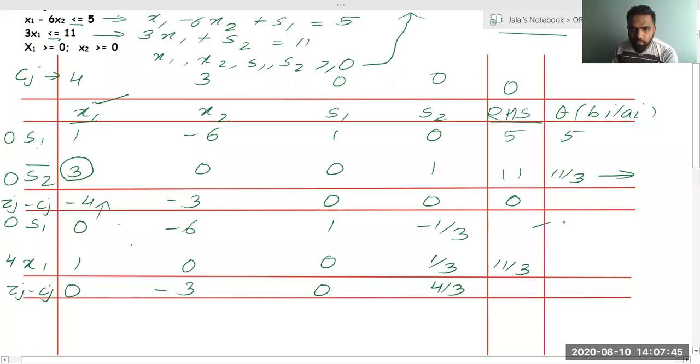Okay, now I need to find this value. This value will be like 15 minus 11. If I'm not wrong, 15 minus 11 will be 4, right? So 4 divided by 3. If I need to find this value, this will be 0, right? 3 into 0 is 0. Minus of minus plus 4. 4 into 11 is 44, 44 by 3. So we have got all the values. Now we can see that this is the most negative.